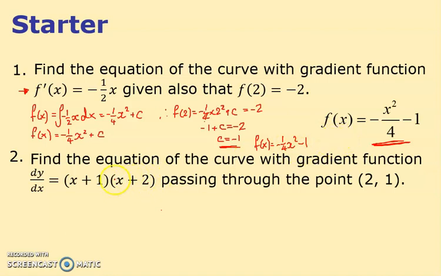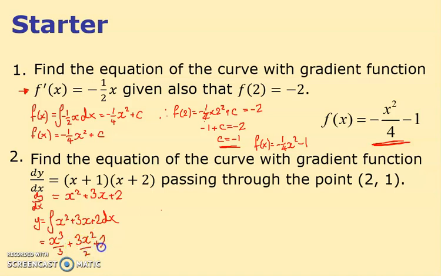Next one, exactly the same it looks like to me. It says dy by dx equals, so I'm going to want to get y equals. The very first thing I need to do is multiply out these brackets, and if you do that, you get x squared plus 3x plus 2. You have to do that before you start. And y is therefore the integral of this, because we want to get rid of that. If I integrate that, I get x cubed over 3 plus 3x squared over 2 plus 2x, don't forget a plus c, and write y equals at the front.